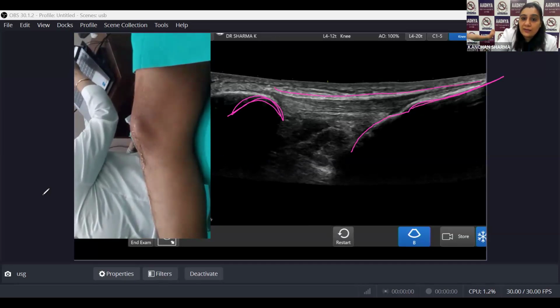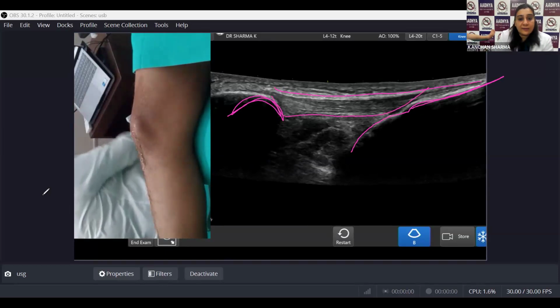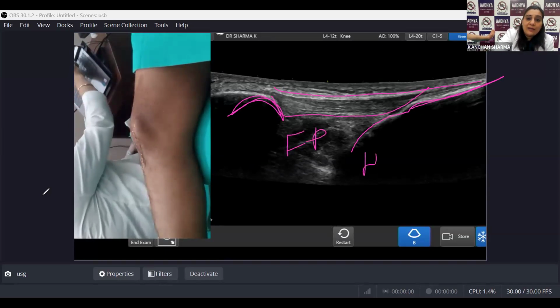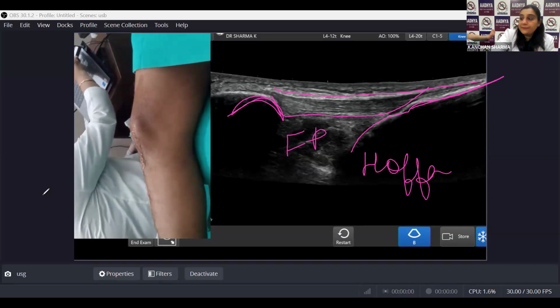So you are supposed to identify this whole patellar tendon there. This is your fat pad. What is the name of this fat pad? That was Hoffa fat pad.